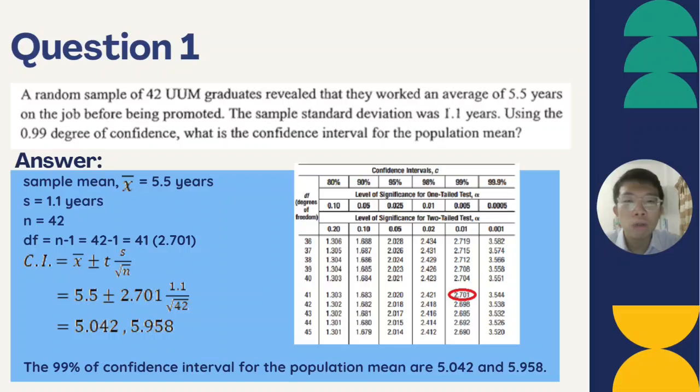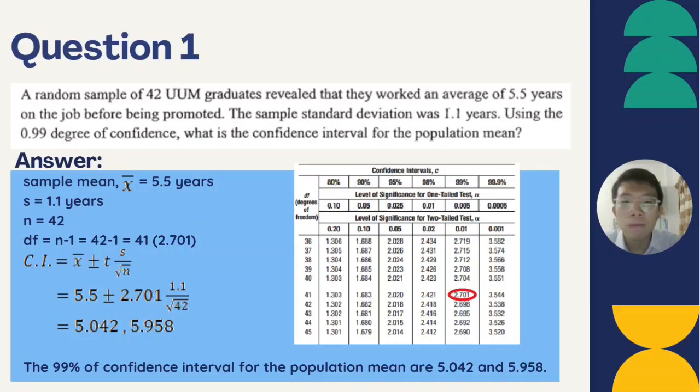Now I will explain about question 1. Question 1 is to find the confidence interval for the population mean at 0.99 degree of confidence. We have the information: sample mean is equal to 5.5 years, sample standard deviation is 1.1 years, n is equal to 42 and df is equal to 41.